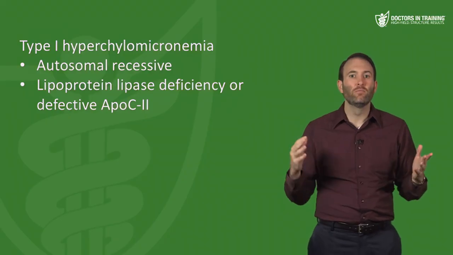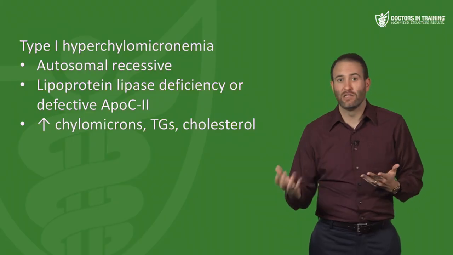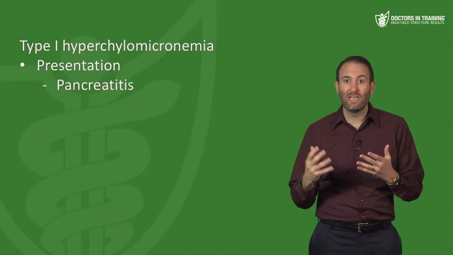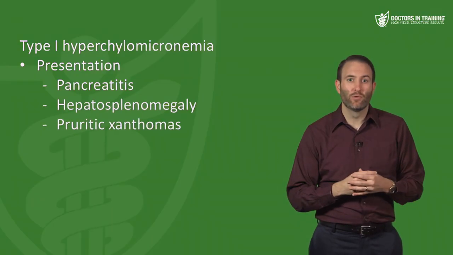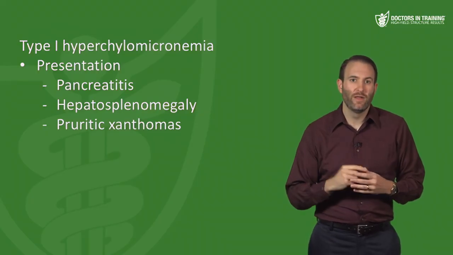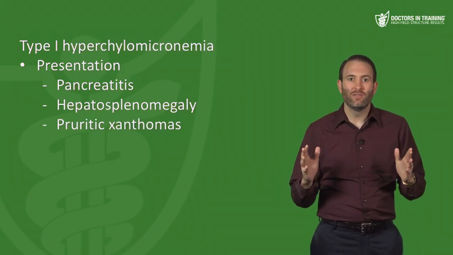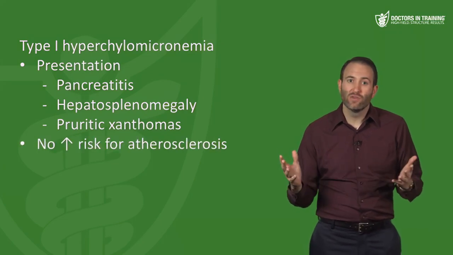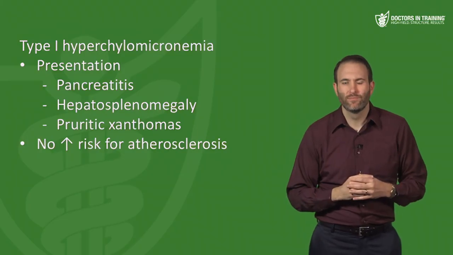So what you'll find in the blood are increased levels of chylomicrons, triglycerides, and cholesterol. These patients will present with pancreatitis, and that's mainly due to the increased triglycerides. You're also going to see things like hepatosplenomegaly, maybe some pruritic xanthomas from the increased cholesterol, and we'll discuss that in just a minute. One last thing you need to know about type 1 hyperchylomicronemia is that there is no increased risk for atherosclerosis, which actually seems a little counterintuitive.